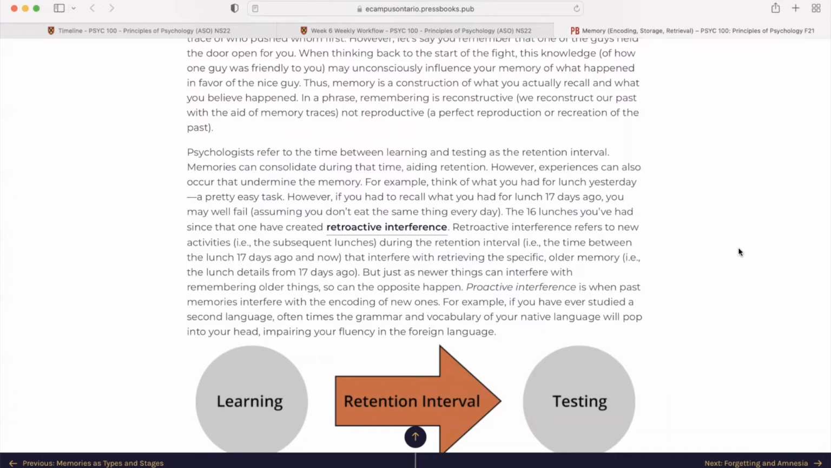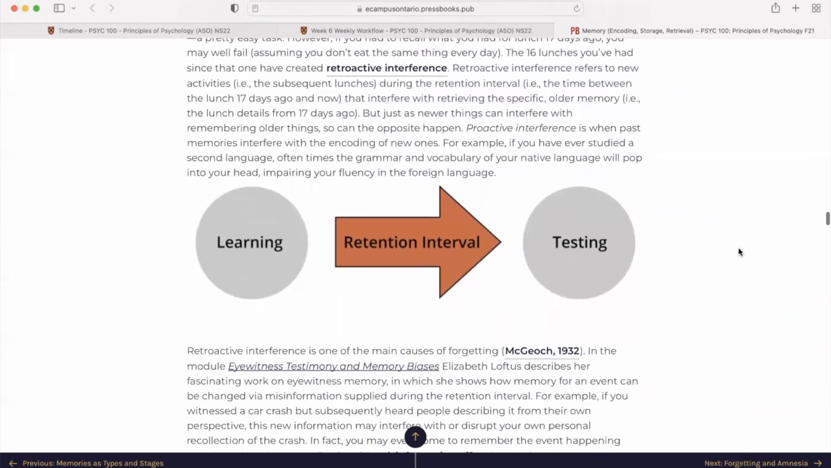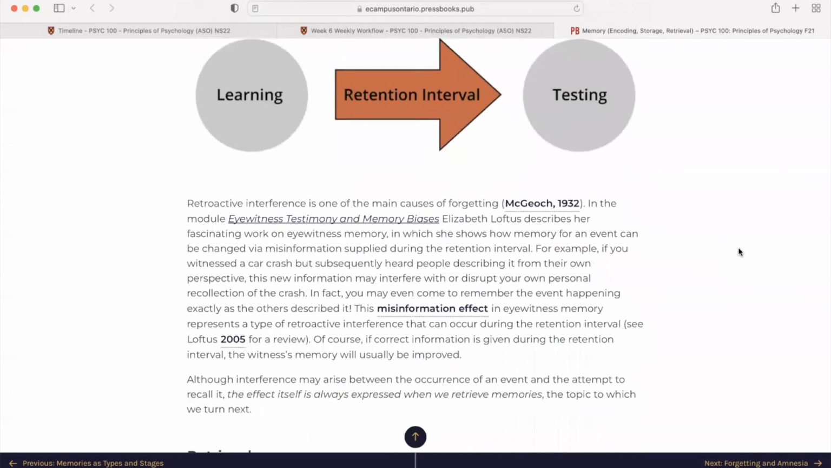But just as newer things can interfere with remembering older things, so can the opposite happen. Proactive interference is when past memories interfere with the encoding of new ones. For example, if you have ever studied a second language, oftentimes the grammar and vocabulary of your native language will pop into your head, impairing the fluency in the foreign language. Retroactive interference is one of the main causes of forgetting.